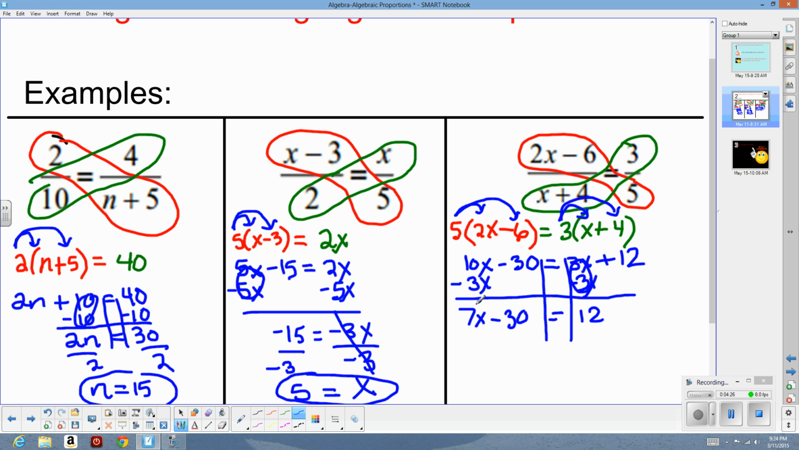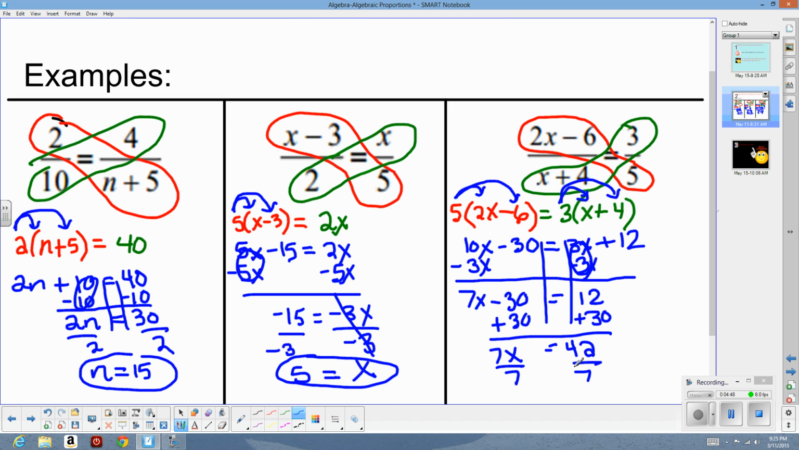Now to get the 7x by itself, we're going to undo the minus 30 by adding 30 to both sides. So on the left we have 7x equals 12 plus 30 is 42. Divide both sides by 7 and you end up with x equals 6.